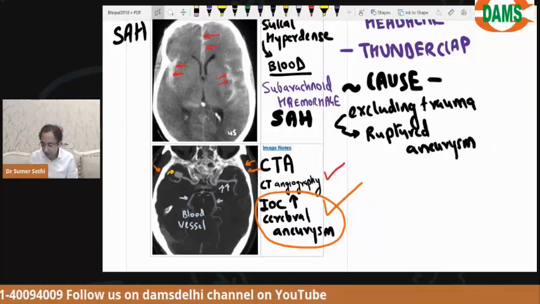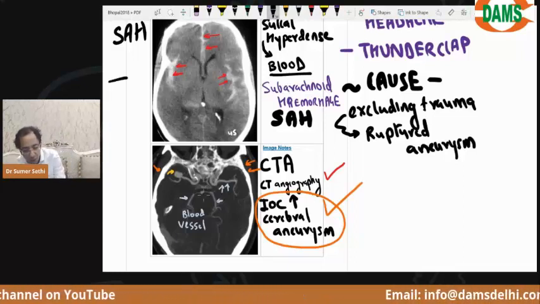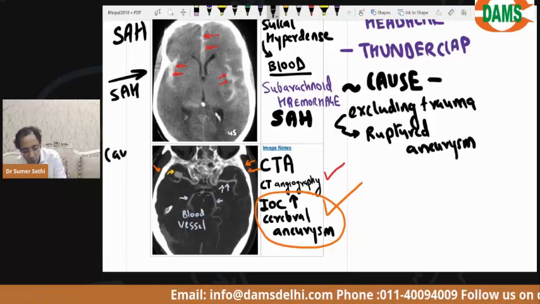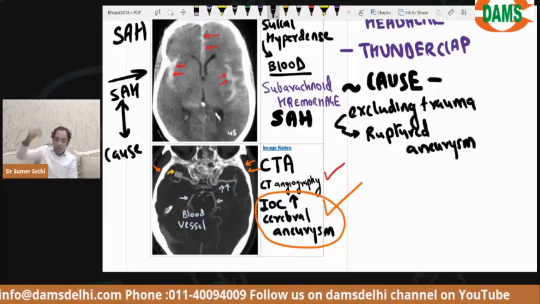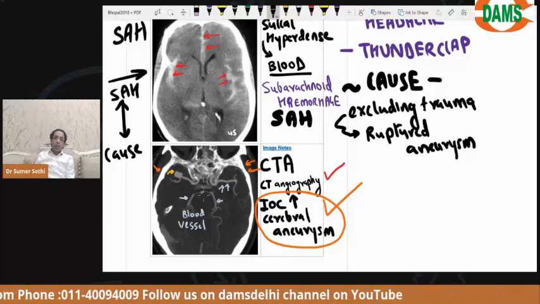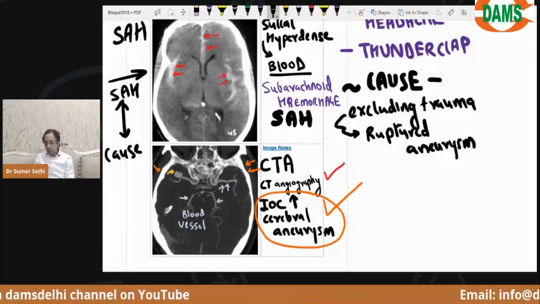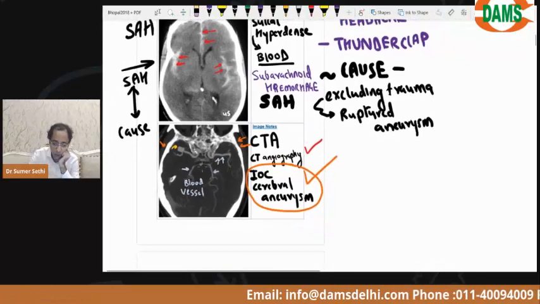So I'm sure many of you will be able to pick it up that these two images are connected. One image is showing you SAH, the second image is showing you the cause of it. We are able to see some integration. The first image is showing you the subarachnoid hemorrhage. In the bottom image, you can see the cause of it. Are you clear? Are you able to understand the concept here? Yes, you are. Very good.